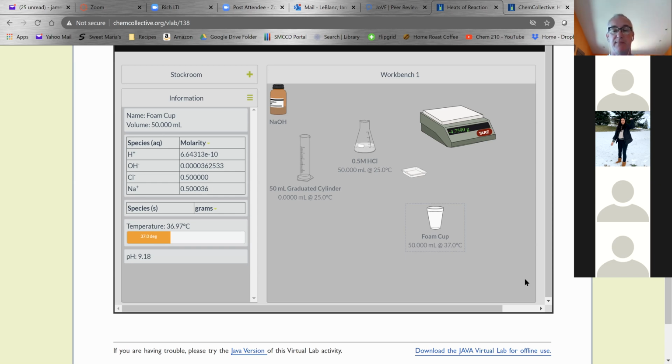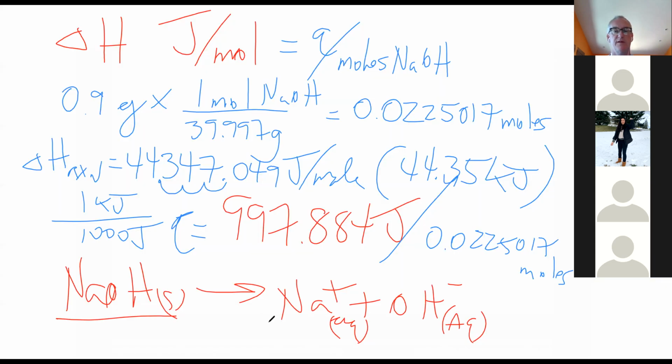All right, so let's go back to our workshop and calculate Q for this reaction. All right, let's clear this off. So this time, let's write down what we've got here. We've got our half molar HCl, and we have 50 mils of it. So we should figure out how many moles that is.